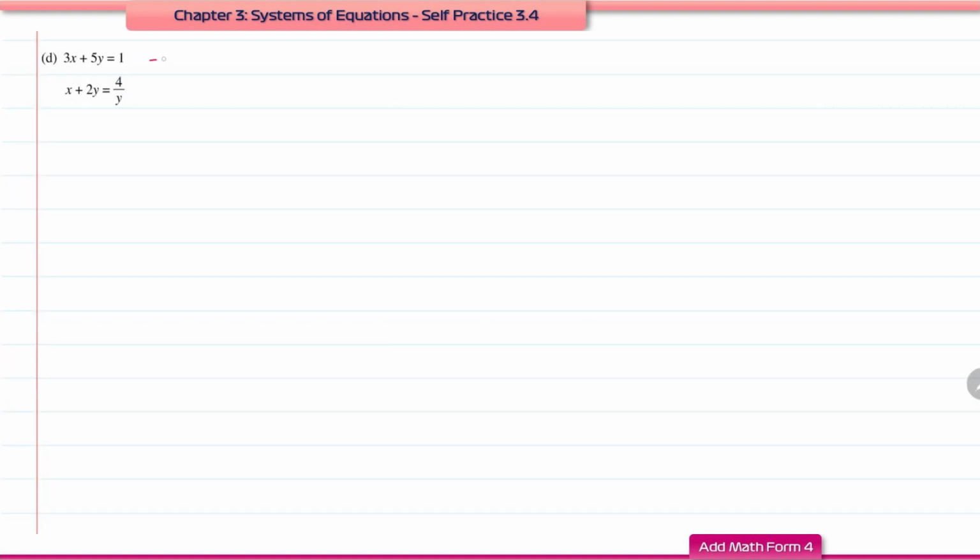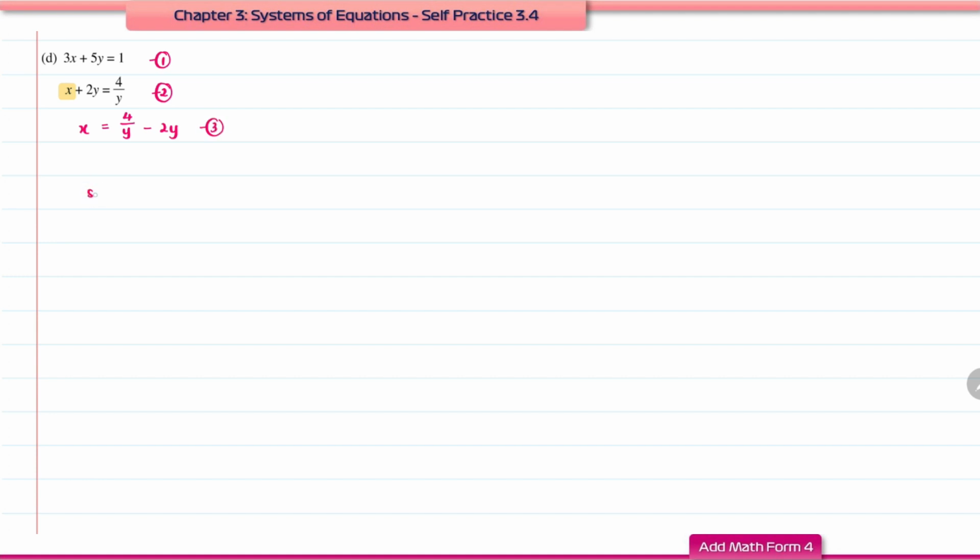Alright, questions D. So first label your equations. So I'm going to use substitutions method to solve for questions D. So I'm going to choose the x from equations 2 and I'm going to let it be the subject of the formula. So x will be equal to 4 over y minus 2y. And I'm going to label this as my equations number 3.